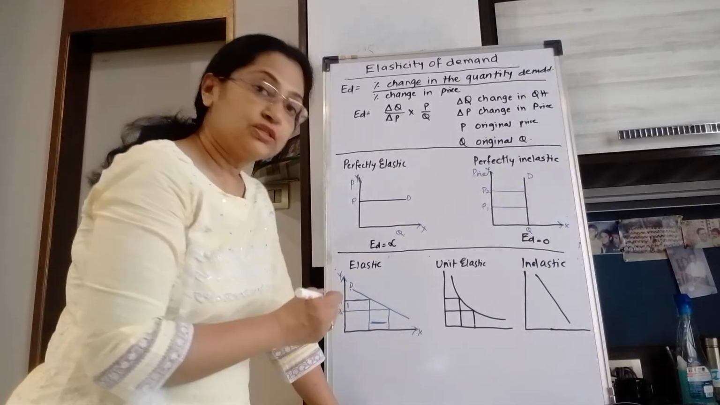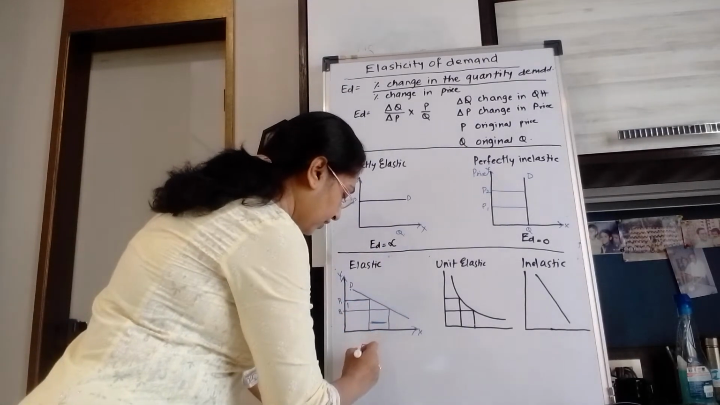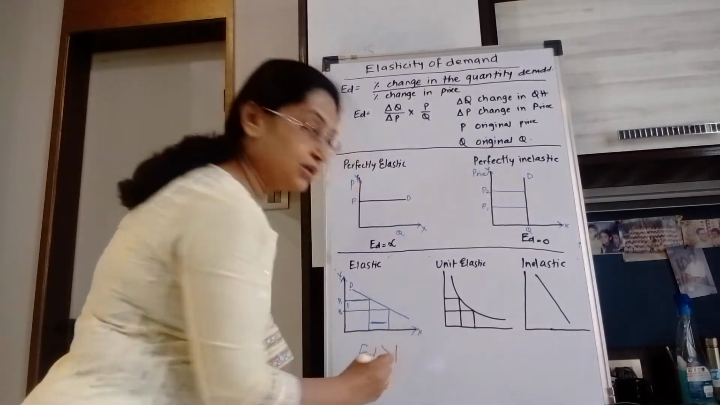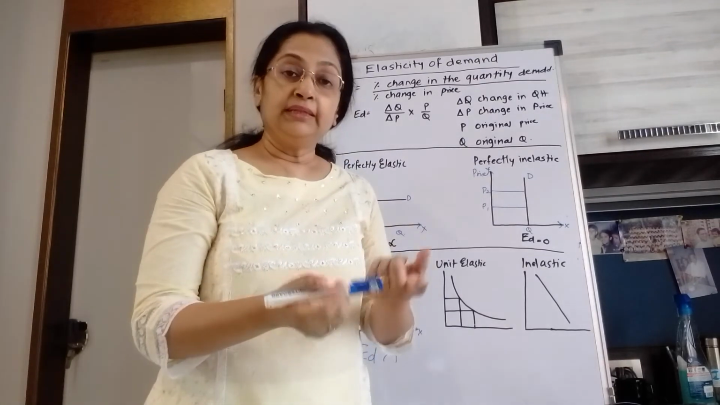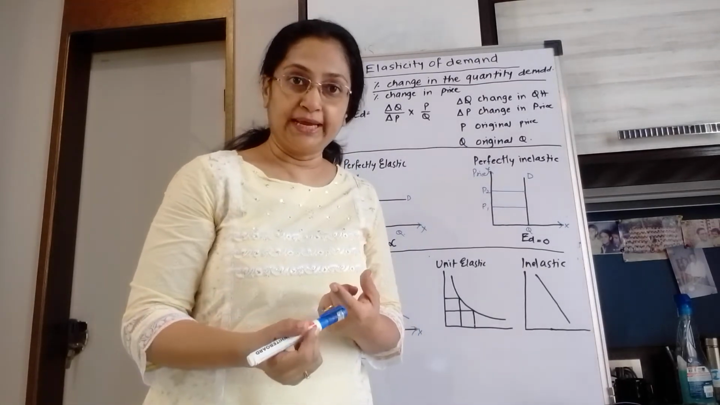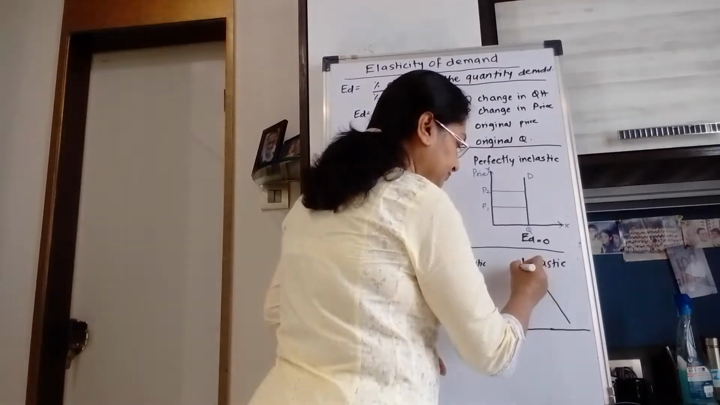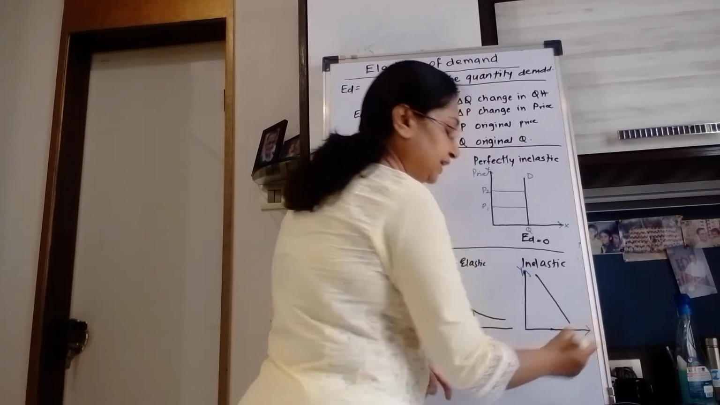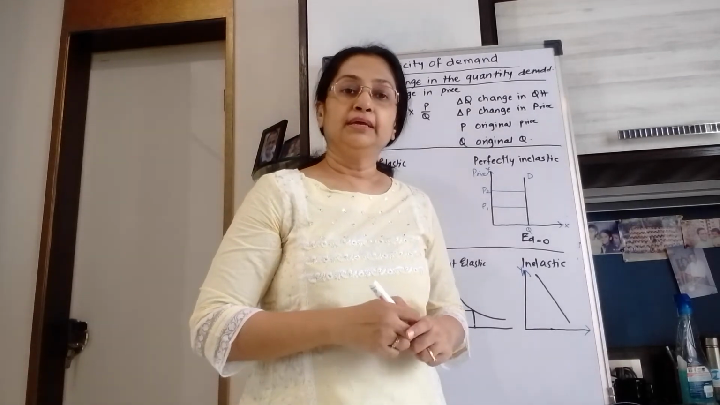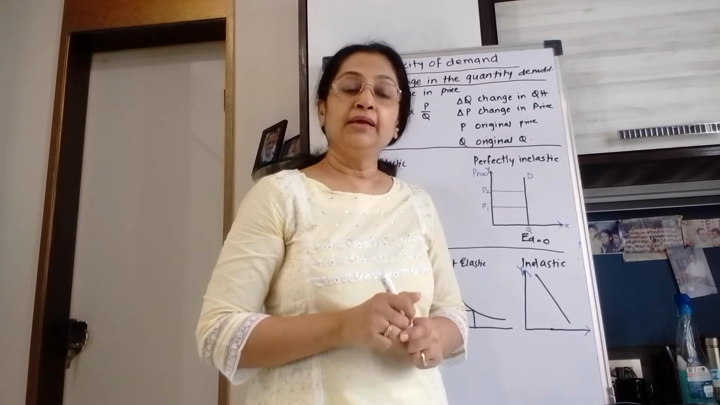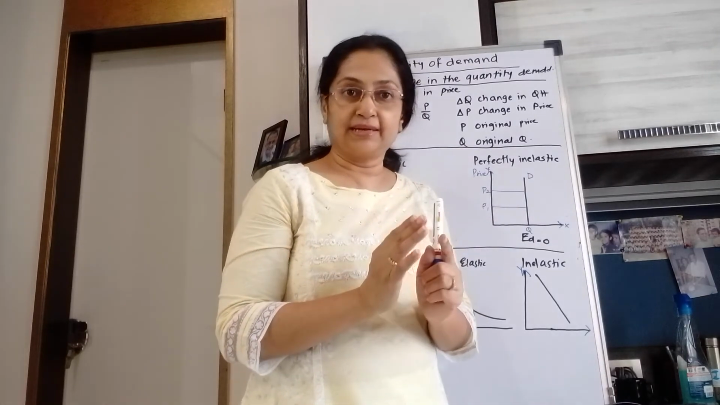So I can say that in case of elastic demand, the demand curve is flatter and the value of ED is greater than 1. Why? Because percentage change in the quantity demanded is larger. When you have a numerator bigger than the denominator, the value naturally you will get is more than 1. As against that, in case of inelastic demand, the definition says that when the percentage change in the quantity demanded is smaller than the percentage change in price, that means the change in price is more, but the change in quantity demanded is lesser as compared to that.